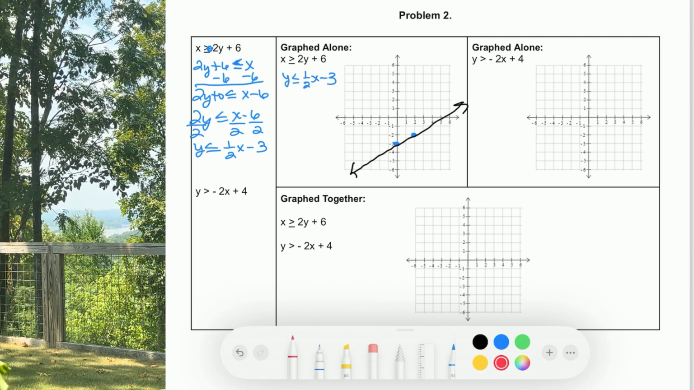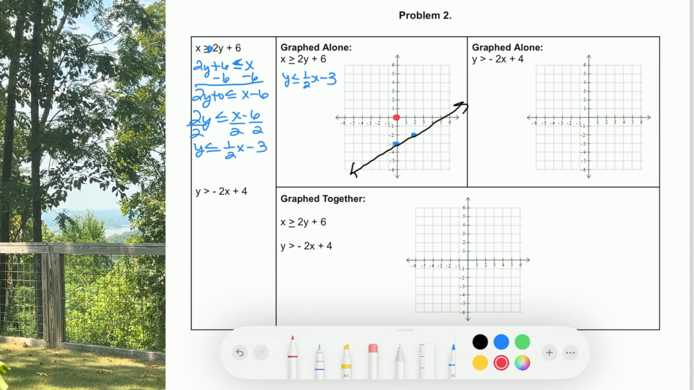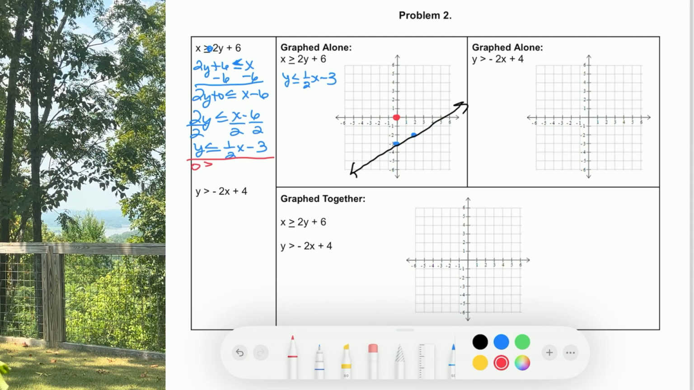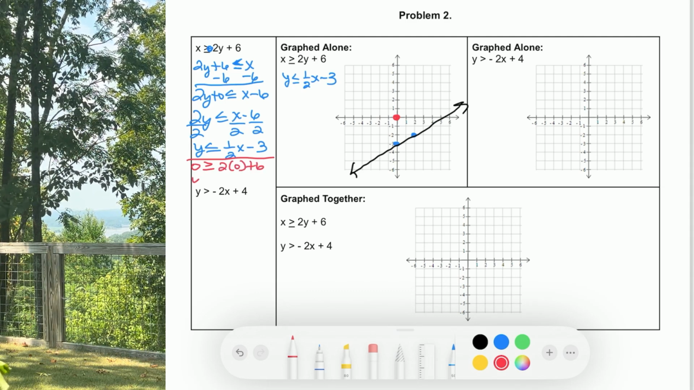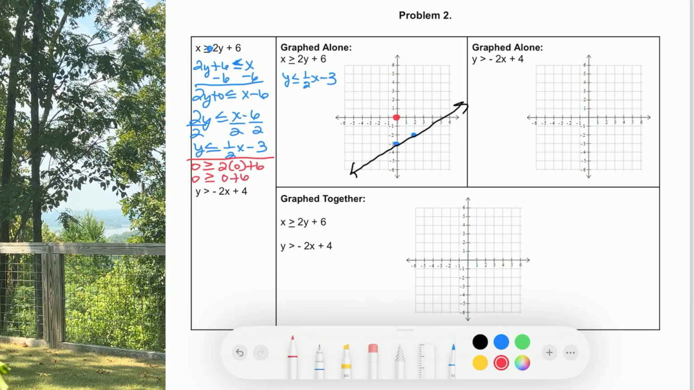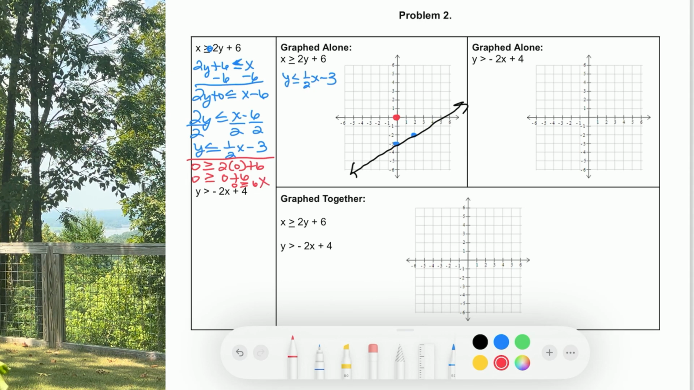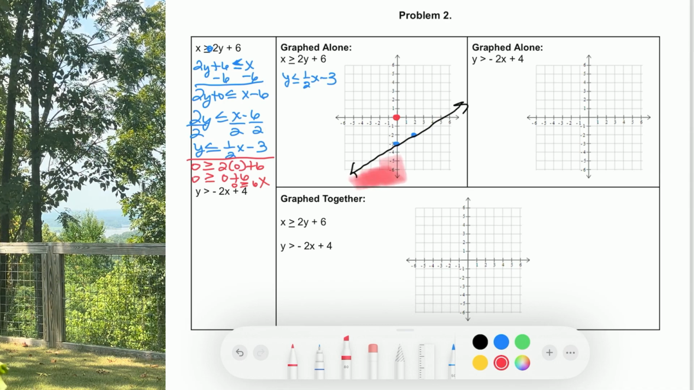Now I'm going to figure out where my shading would go. Since the line's not through the origin, I can use that. So I'm going to say 0 is greater than or equal to 2 times 0 plus 6. So 0 is greater than or equal to 0 plus 6. 0 is greater than or equal to 6. That's not true. So that tells me my shading is going to go on the other side. So I'm going to put my shading over here.